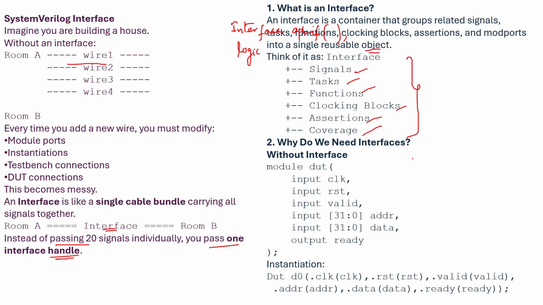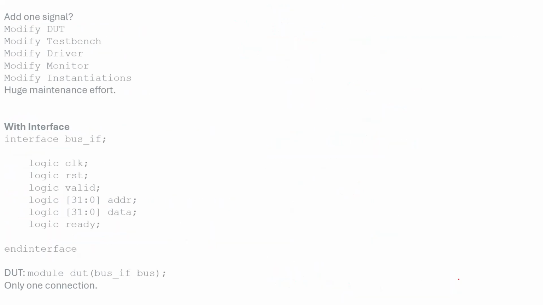Without an interface, we need to connect all the signals like clock, reset, valid, address, data, ready. We instantiate it: DUT user-defined name, dot clock of clock, dot reset of reset, dot valid of valid. All these signals we are instantiating. But with an interface, we are passing a simple interface only.